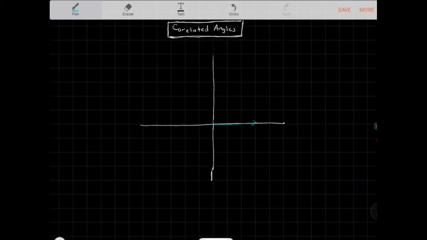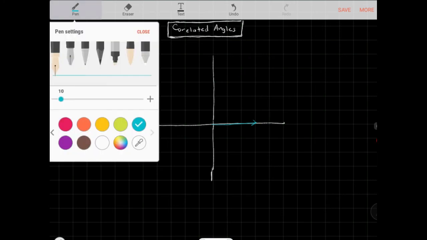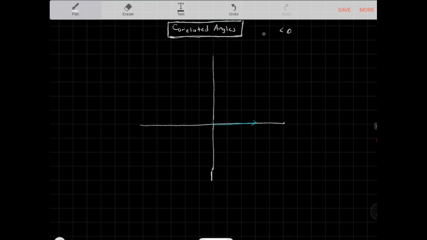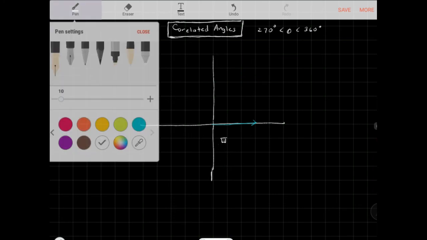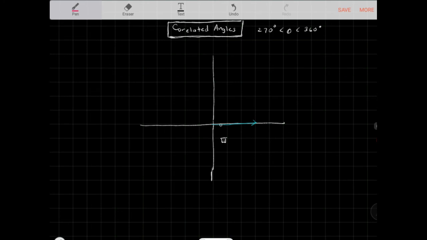Alright, continuing on with our discussion of correlated angles, let's take a look at an angle value where theta is greater than 270 degrees and less than 360 degrees. So it's going to be in the fourth quadrant. And let's say that the terminal arm is located out here this time. Okay, so this is the terminal arm, right? And this has a radius of r if you do a full circle. And the point of this terminal arm will now be positive x and negative y, right?